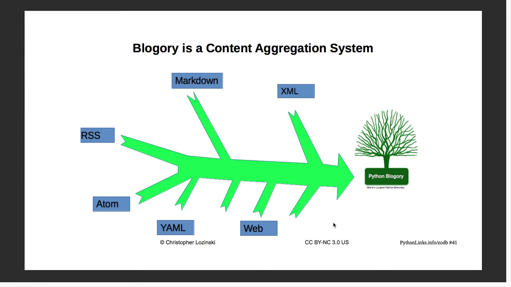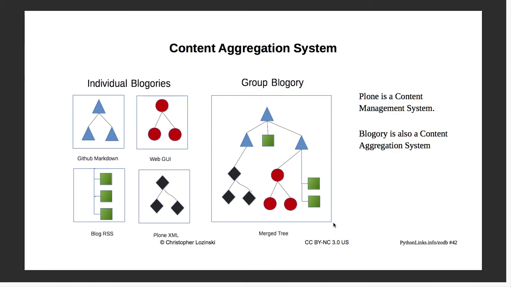That can be XML, Markdown, RSS, Atom, YAML or through a web interface. That can all be imported into Bloggery. And what happens is it gets merged. So here on the right you have a basic ZODB tree for the group Bloggery. That could also be for Plone. And on the left you have the content that's also stored on Bloggery, but it also comes from some other source and gets updated. So I keep a copy of the previous version, and when I import a new version, it's a lot easier to see the differences and then upgrade the group Bloggery based on that. So this is the essence of a content aggregation system.